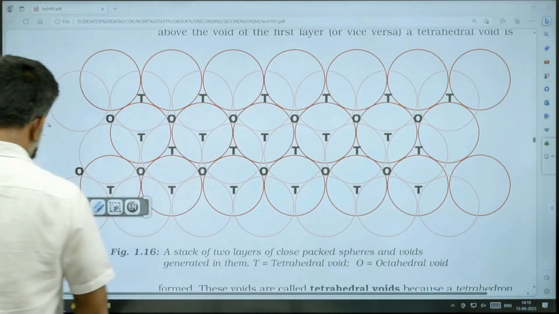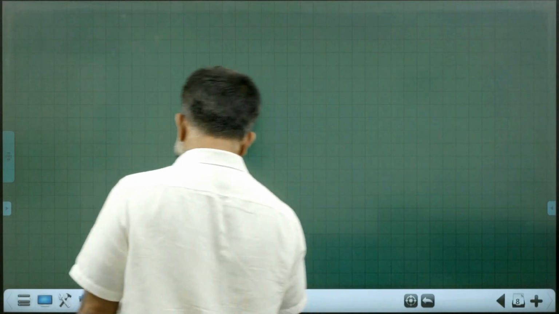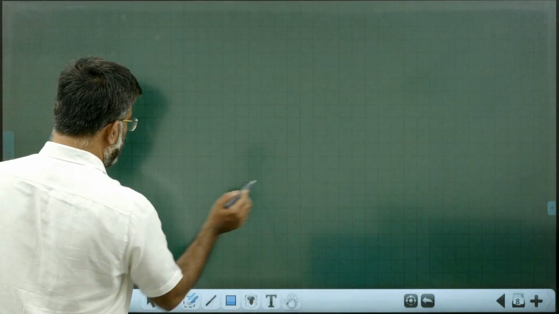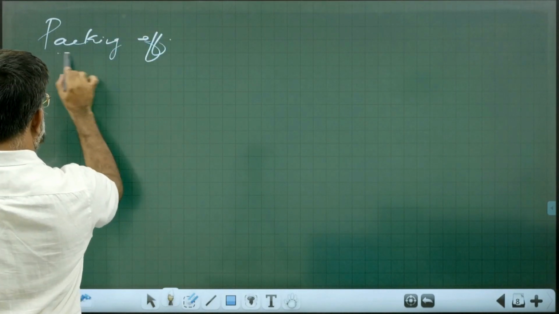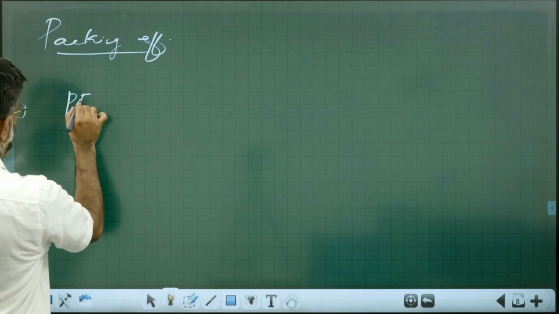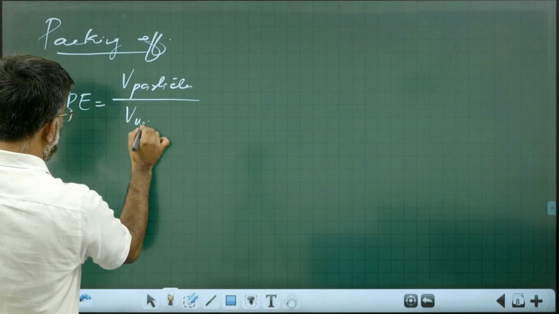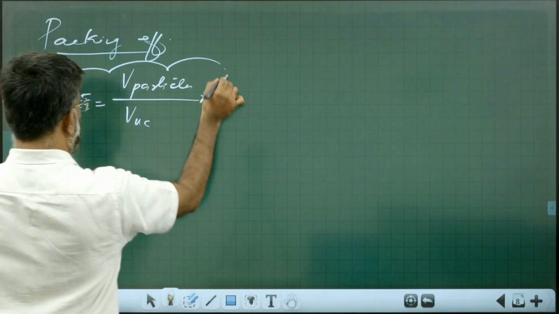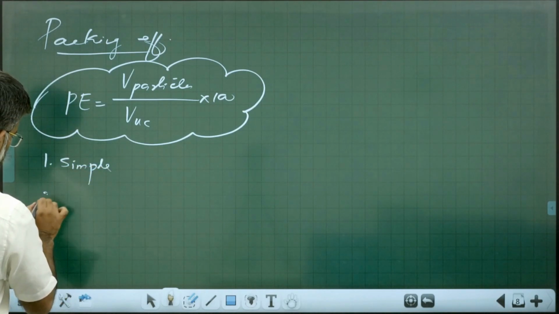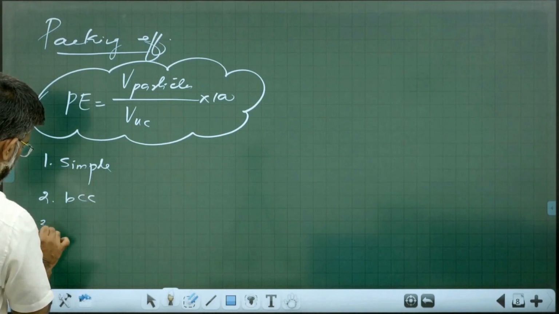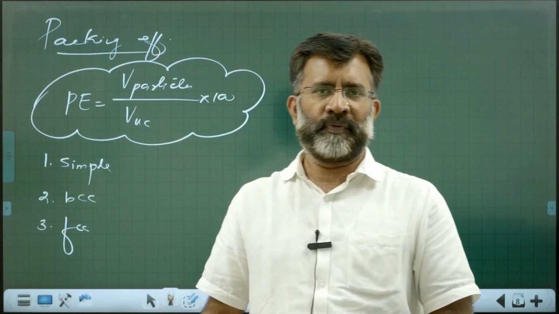Now our discussion is on unit cell dimensions, unit cell parameters and its packing efficiency. How to find the packing efficiency? Packing efficiency is equal to volume of particles in a unit cell divided by volume of unit cell, into 100. You need to practice simple cubic system, body centered system, and face centered system.